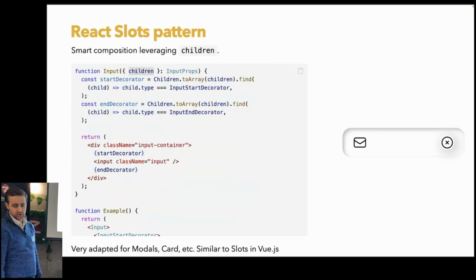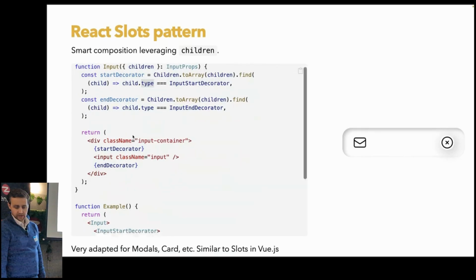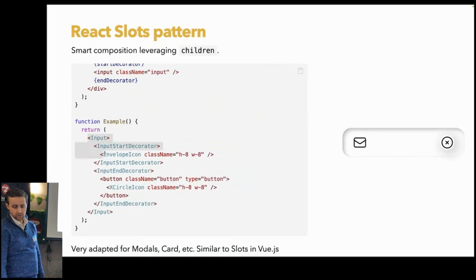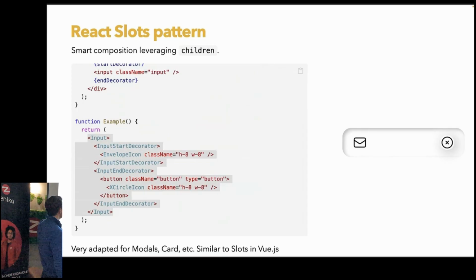But when you get the children, in fact, you have this function to transform the children as an array. And you can go through these children and check their type. So maybe this part is going to be more understandable. When you have an input, you can use some component, and you say, okay, I want this one inside the start decorator and this one in the end decorator. So it's another way to do composition.